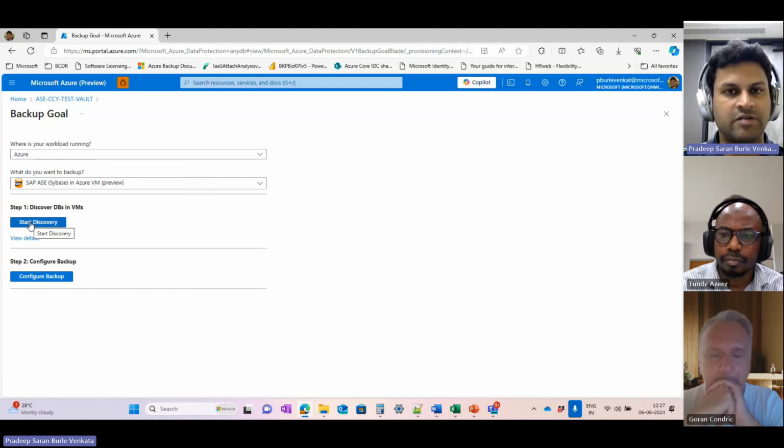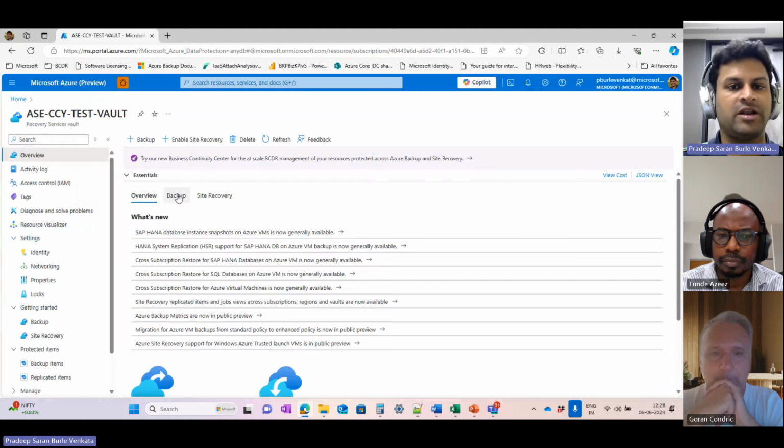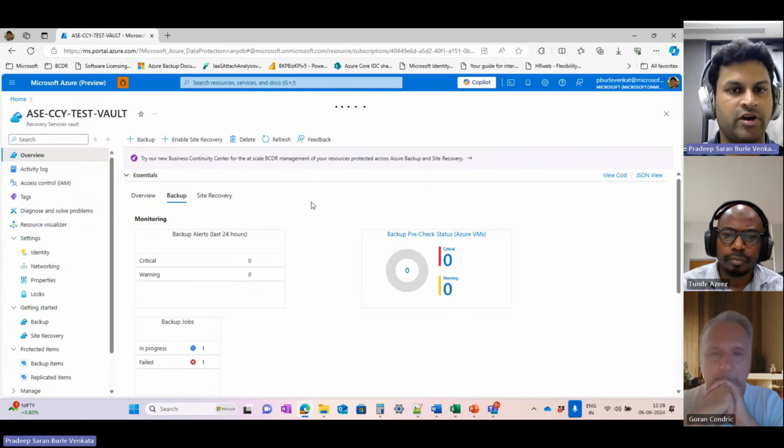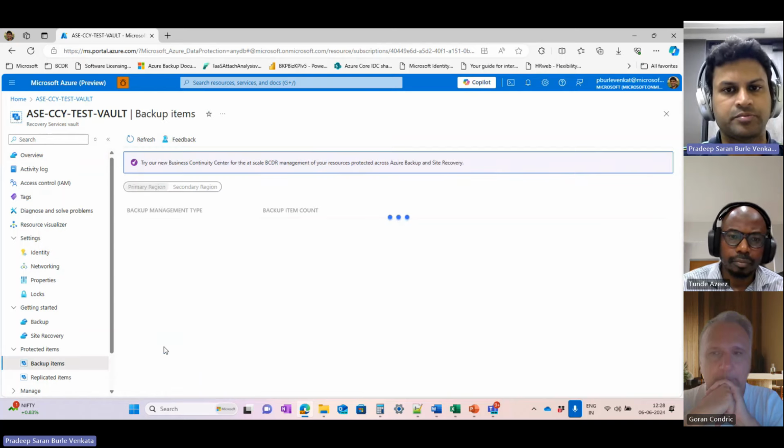Automatically we discover those VMs based on the subscription, and then we provide you all the VMs we have discovered, and you choose which VM you want to protect. Then we go ahead and install the extension on that VM. We don't install anything at the database level, and then we start protecting.